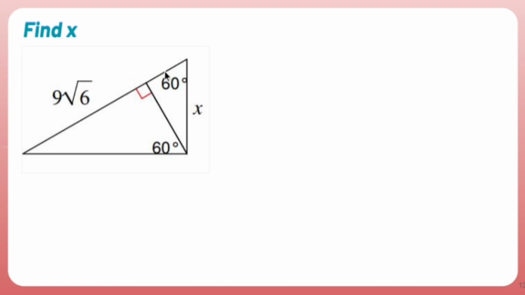What do I know? X is attached to a triangle that has a 90-degree angle and a 60-degree angle, which means the other is a 30-degree angle. I'm probably going to end up using the 30, 60, 90 triangle. So let's draw that out.